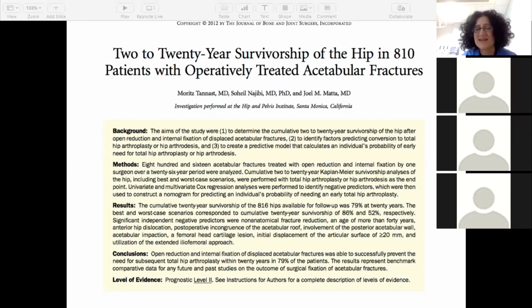What's the extended iliofemoral approach? Has anybody seen that? That's an indicator of poor prognosis in acetabular fractures. And it's basically an approach where you flay open the patient and strip all the muscles off the ilium, front and back. And I don't think it's being done in the UK anymore.